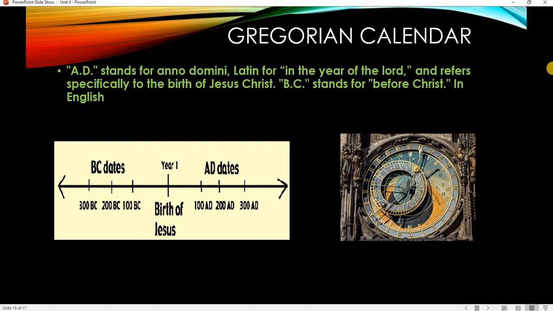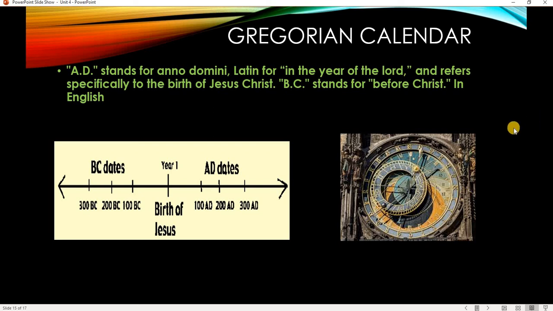So if an event has occurred before the birth of Jesus Christ, historians use BC, which stands for before Christ, to mark that event in history. And if that event has happened after the birth of Jesus Christ, historians use AD to mark that event in history.